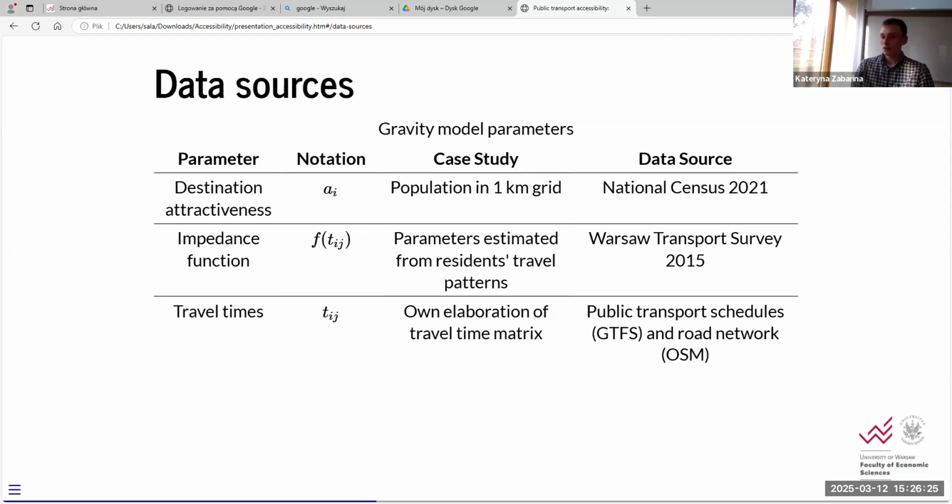And the last component was travel times. It was the most computationally expensive task to perform, because if we have n points, n regions, then we have to calculate a matrix of travel times between those points. So the number of calculations is n squared, and it was a huge obstacle to overcome. And I will talk about it later in more technical parts.